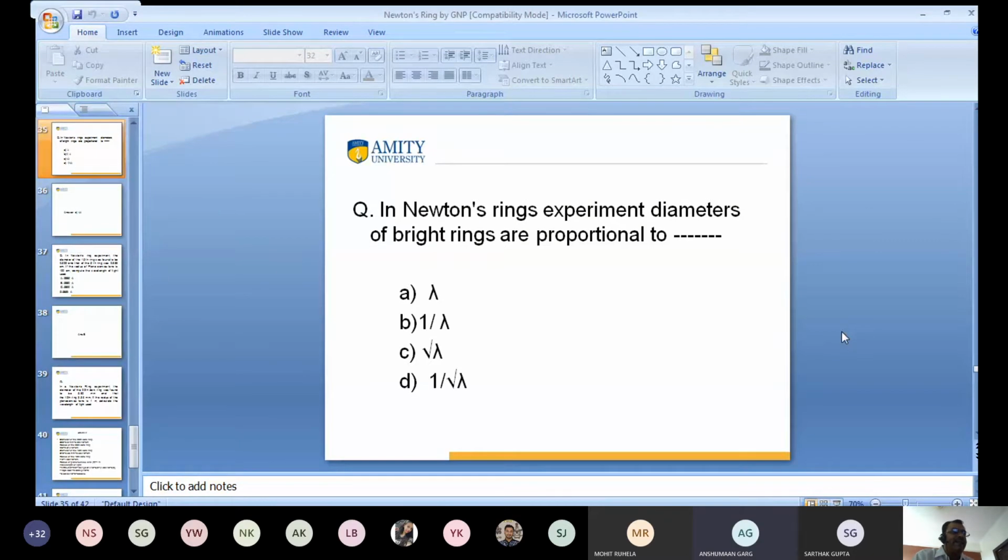In Newton's experiment, the diameter of bright rings is proportional to... C. Who gave the answer? C. Okay, good.